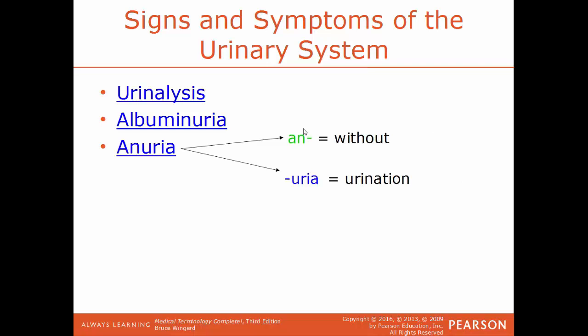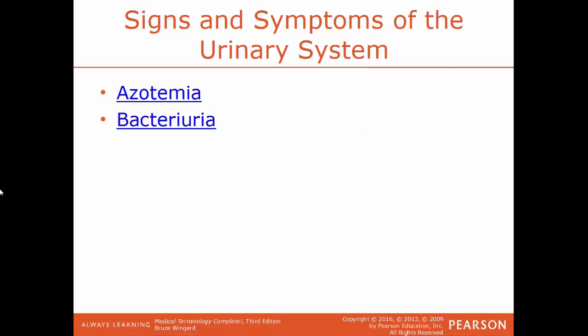So anuria means the failure of the kidneys to produce urine. So our next term, azotemia. This is having an abnormally high level of urea or other nitrogen-containing compounds in the blood, such as urea or creatinine. Bacteriuria is the presence of bacteria in the urine.